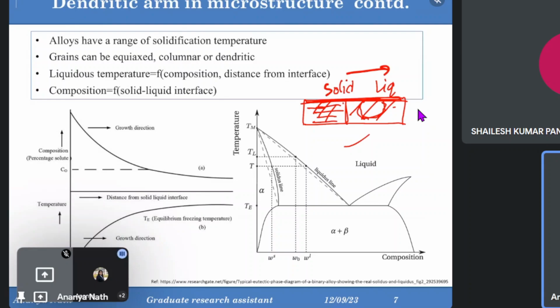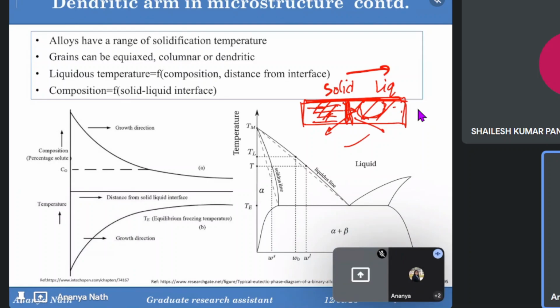At that time, the solid interface is moving from one end to the other end of the liquid metal, and there is an interface between the solid and the liquid. Beyond this side the material is solid, and beyond this interface the material is liquid. The interfacial temperature is also very high, even higher than the liquidus temperature. The composition is also a function of the solid-liquid interface, so how we solidify will be depicted by the composition. There is one diagram here of composition against distance from the solid-liquid interface, and another graph of temperature against distance from the solid-liquid interface.